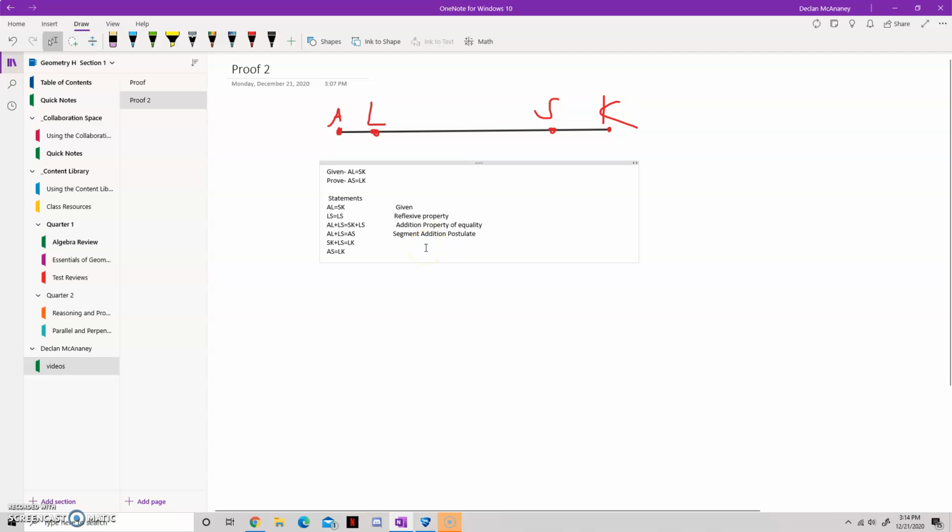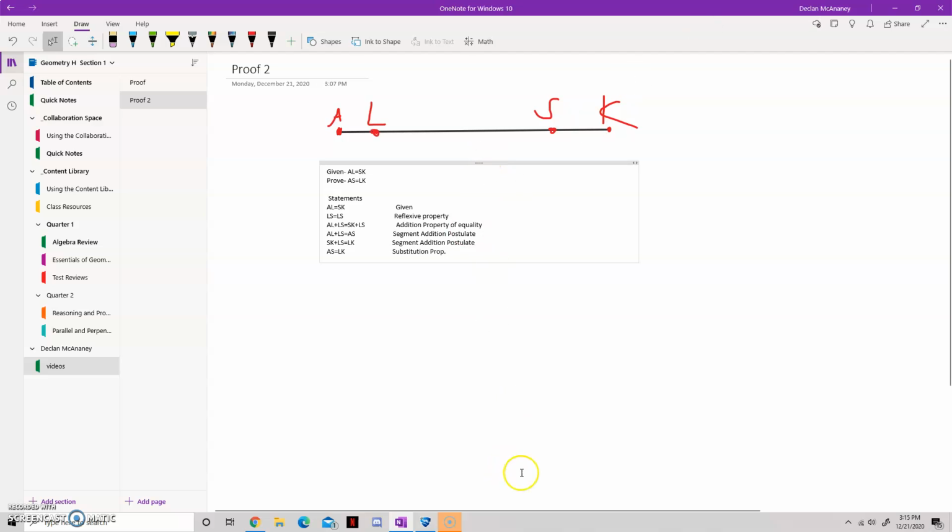And same for the next one too. And our final step is the substitution property. And it's what it sounds like. You substitute in.